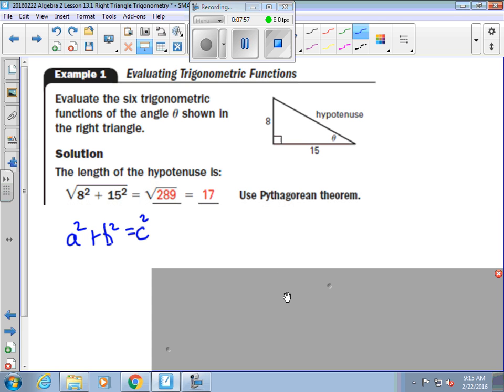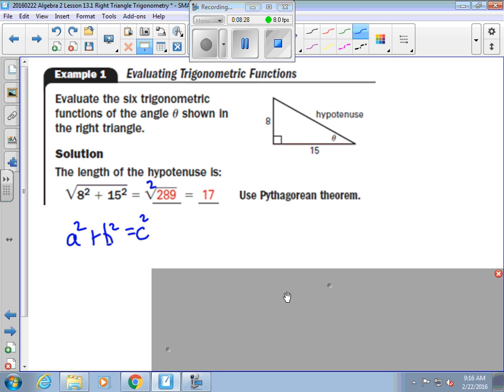So the square root of 8 squared plus 15 squared, that's when you put them together. 8 squared is 64. 15 squared is 225. When you put them together, you get the square root of 289. And then the square root, what number times itself is 289? We know, since this is an even root, that it would be both 17 and -17.